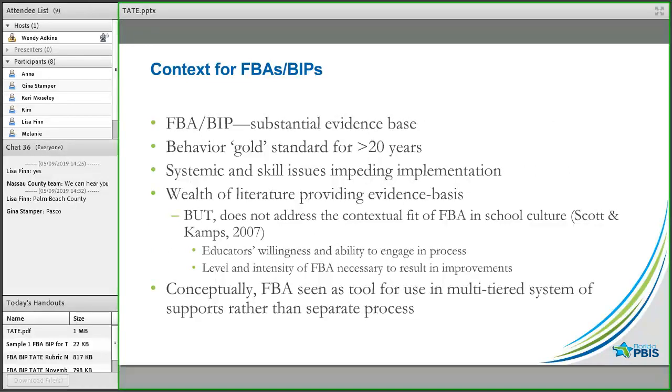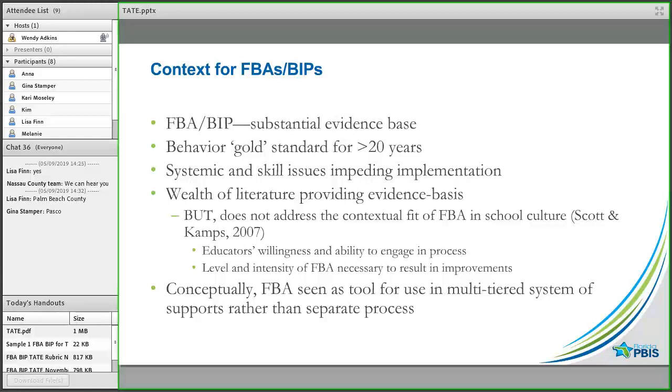So we're going to go over a little bit about FBA BIPs, the history of it. I'm going to assume for this training that all of you know what an FBA BIP is, and you don't need to be trained in FBA BIPs. So we already know that there is substantial evidence that FBA and BIPs are the gold standard for addressing individual behavioral concerns for individual students. And we have more than 20 years worth of research on FBA and BIPs.